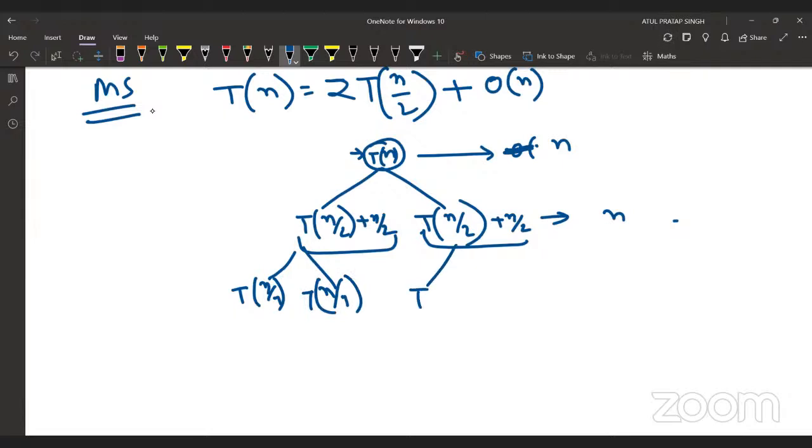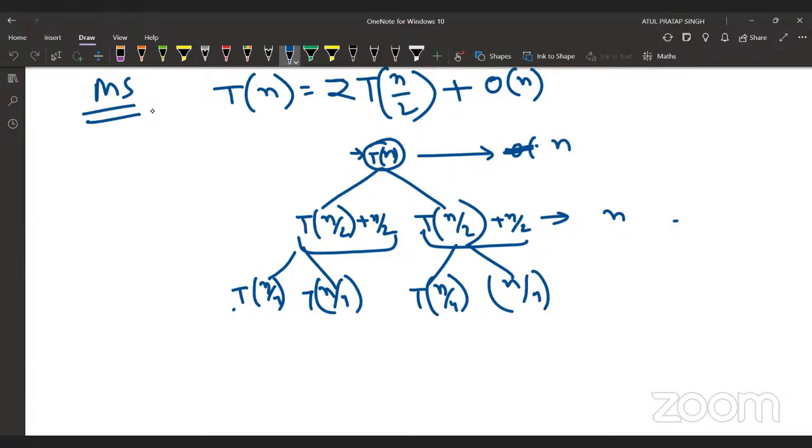Okay, so we can draw this recurrence tree for n by 4. Now this is also a subproblem. We are performing merge sort on n by 4 elements. So apart from this recursive call, we will also perform our merge function, which will take n times.